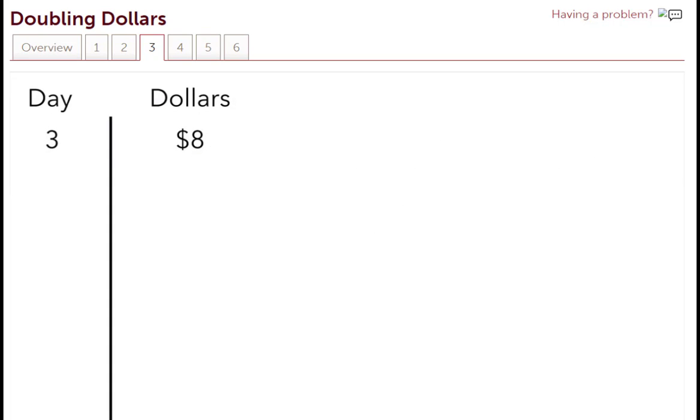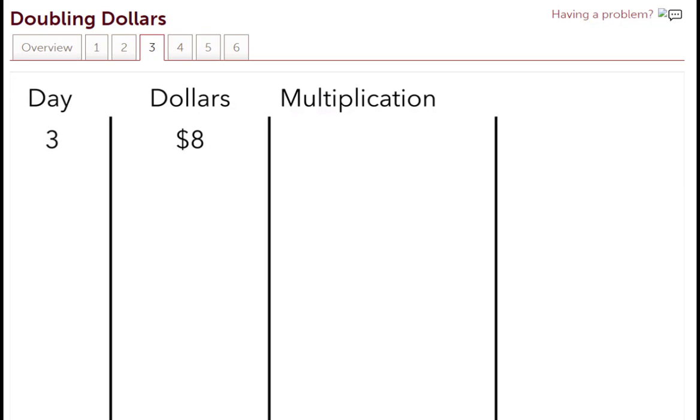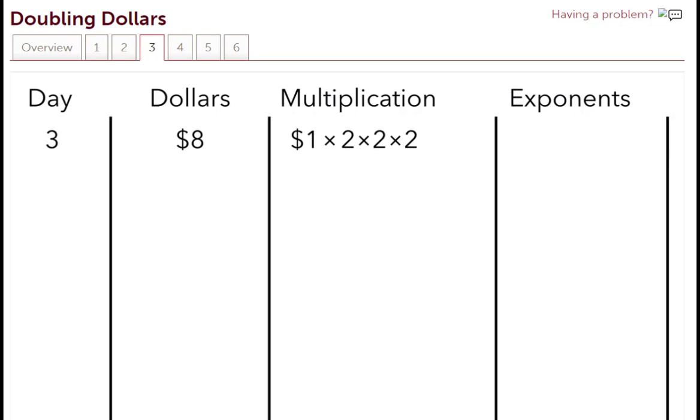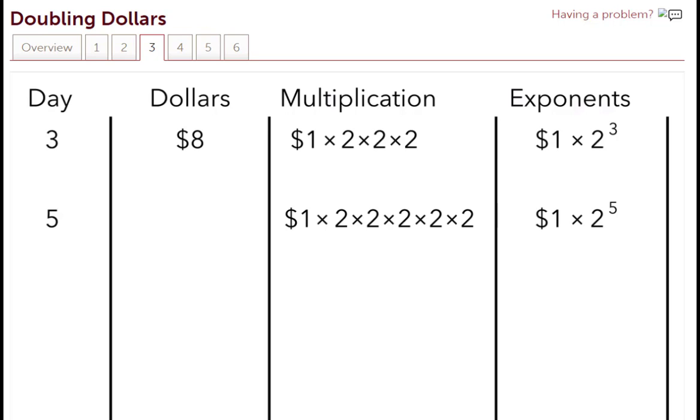Looking back at the work that you did, on the third day, when we had $8, we multiplied our very first dollar by 2, and then by 2, and then by 2 again to get those $8. But you could write this as that first dollar times 2 to the third power. You'd get $8 either way. And on day 5, we would have multiplied $1 and then 2 times 2 times 2 times 2 times 2. We could rewrite that instead using exponents as $1 times 2 to the 5th power. We doubled 5 times. Either way, we get $32.